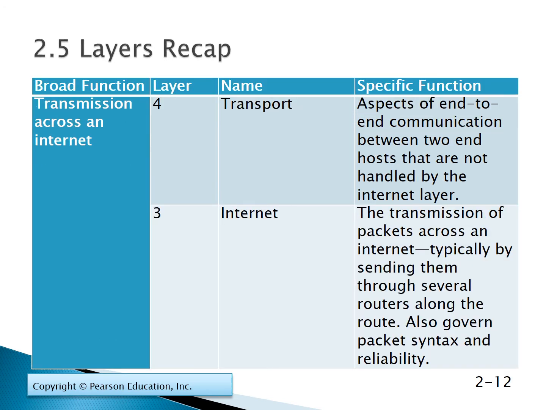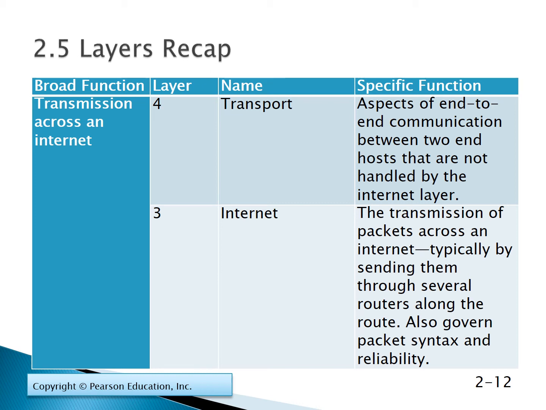Then layer 4 is the transport layer. It governs the aspects of end-to-end communication between two end hosts that are not handled by the internet layer. So what are these things that are not handled by the internet layer? It is about some of the reliability issues, for example, and another one is about the connection issues. Later on when we talk about the transport layer, we'll talk more about this.